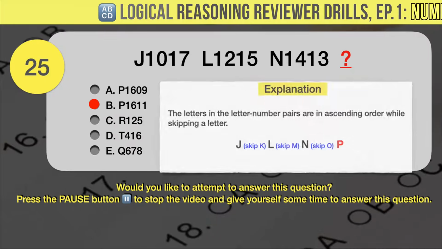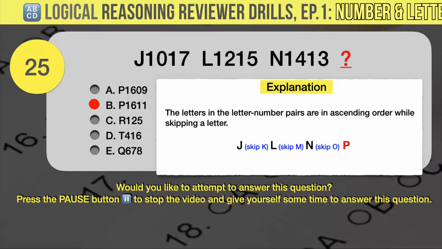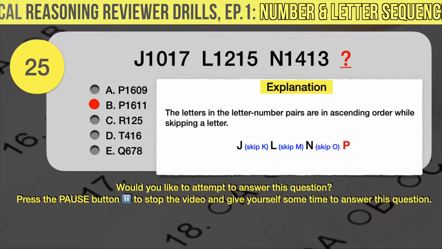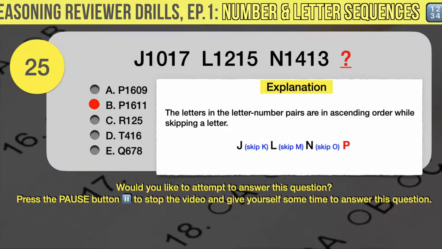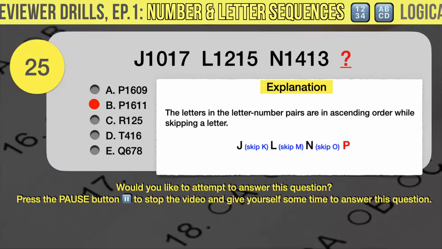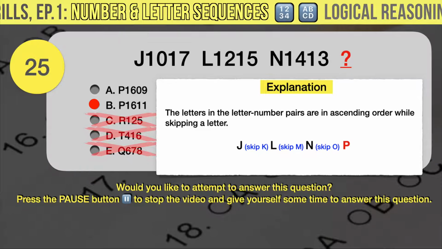P1611. The letters in the letter number pairs are in ascending order while skipping a letter, as follows. J. Skip K, L. Skip M, N. Skip O, P. Therefore, the next letter should be P. This effectively eliminates answer choices C, D, and E.